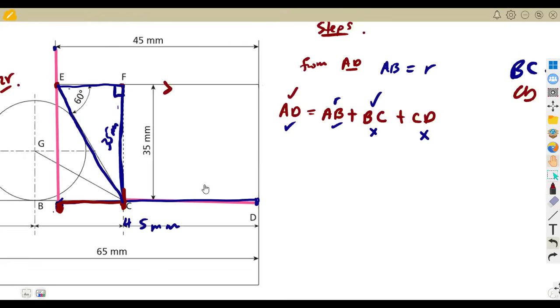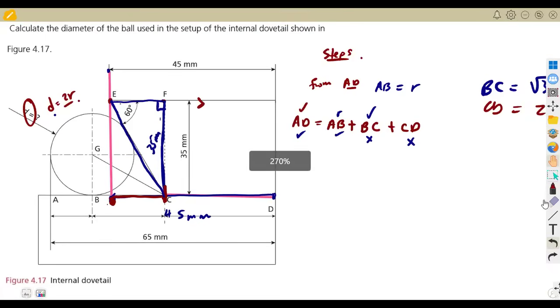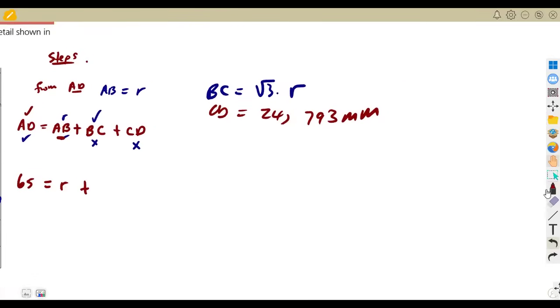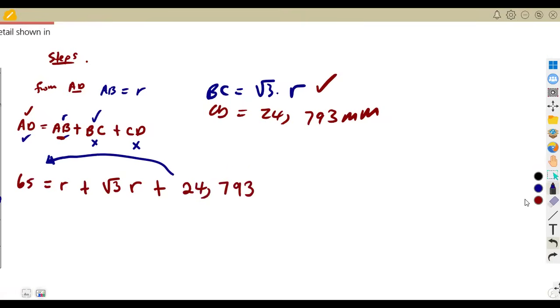AD, remember, our AD is given from the point A to D, this one, A to D. That is the whole of 65. So 65 millimeters is equal to AB, which is the radius, plus BC, plus CD. We calculated BC and CD. So we are just simply substituting our BC in terms of R. So that is the square root of 3 times R plus CD, which is 24.793. All right, so just transpose the 24.793 this side, it is going to be a negative.